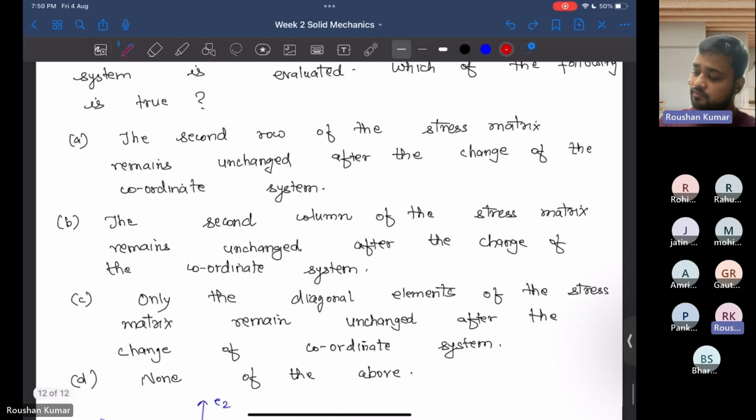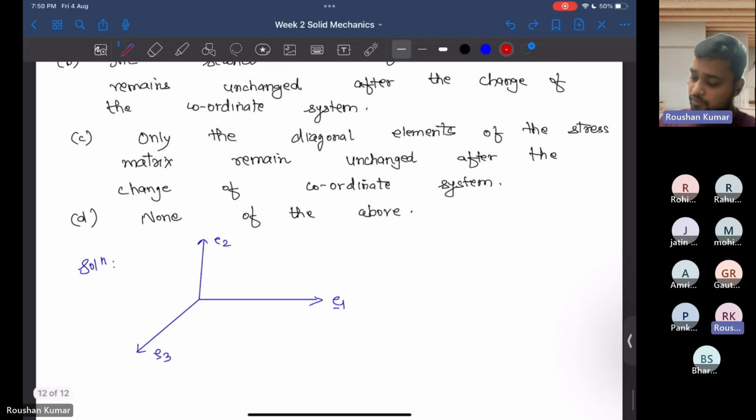So if we rotate the coordinate system about the E2 axis, and it is mentioned in the question that we have rotated it by 180 degrees, E2 will remain as E2 hat, E3 hat simply reverses, that is E3 hat is along minus E3 and E1 hat is along minus E1, because the coordinate system is rotated by 180 degrees about the E2 axis. So E1 hat will become minus E1, E3 hat will become minus E3.